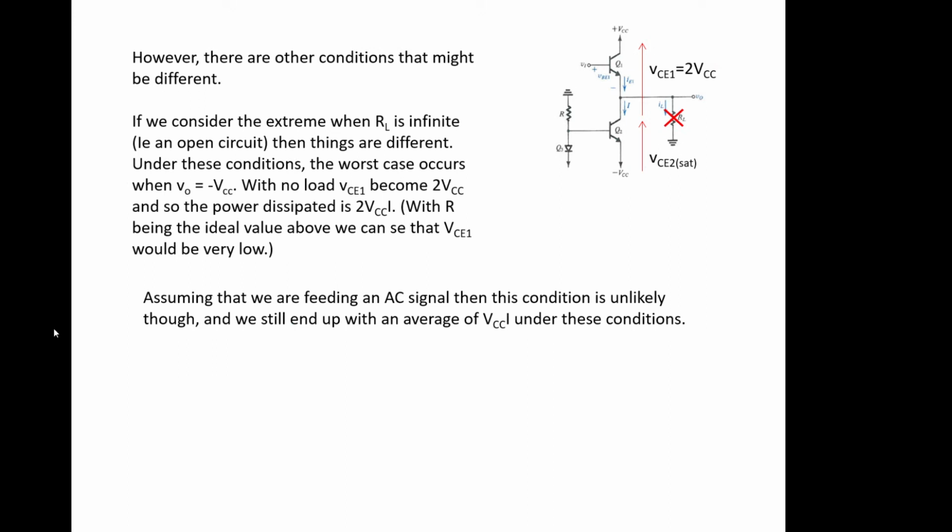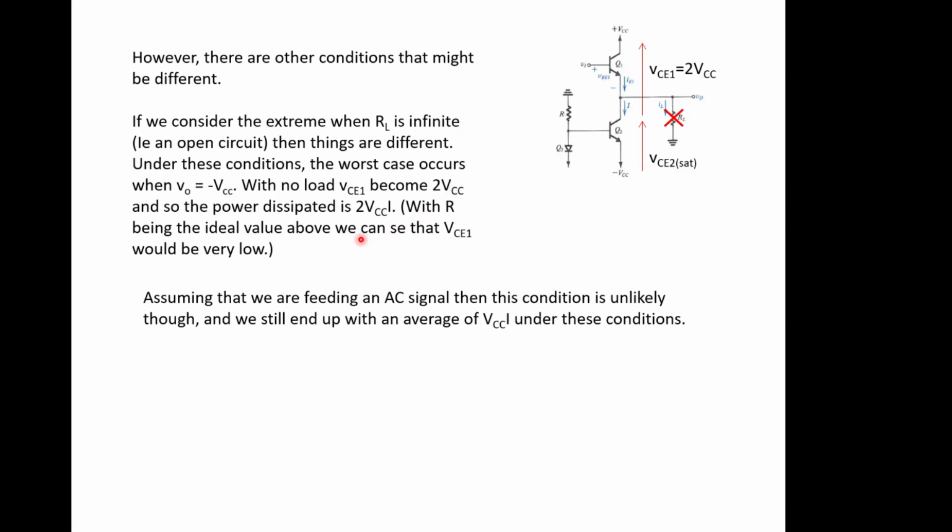But we can probably cope with that. But we have to think about what happens in times of fault conditions. So if we consider the extreme where RL is infinite, so this resistance here is very, very large, which is the equivalent of having an open circuit, things are different. Under these conditions, the worst case occurs when Vout equals minus VCC. And then with no load, VCE1 becomes 2 VCC, so we get 2 VCC across here.